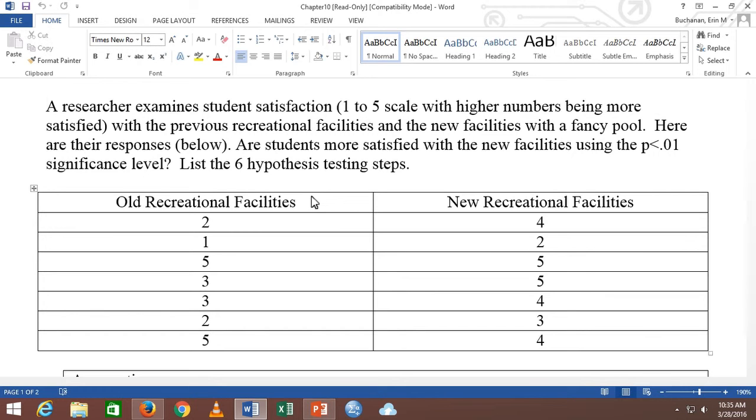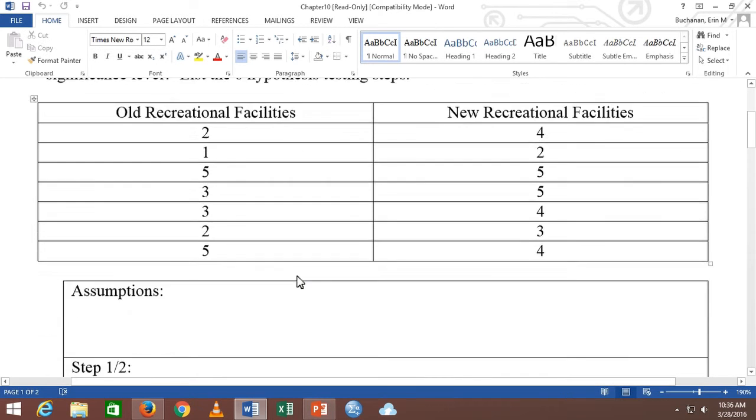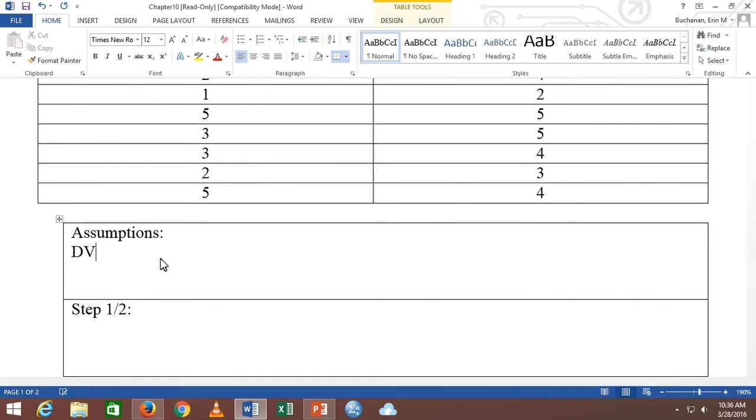So we grabbed random students and asked them, so are we more satisfied using P less than 0.01 here? And we're going to list the 6 steps. Okay, so here's the data.